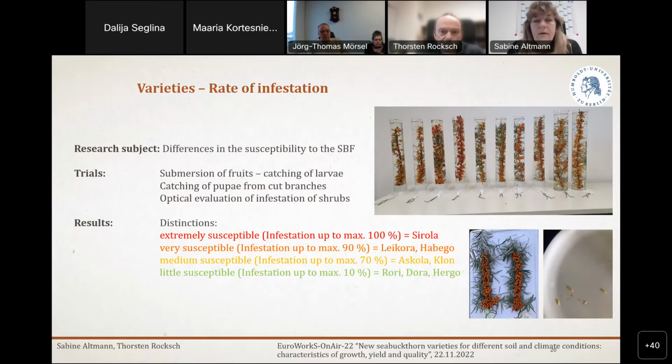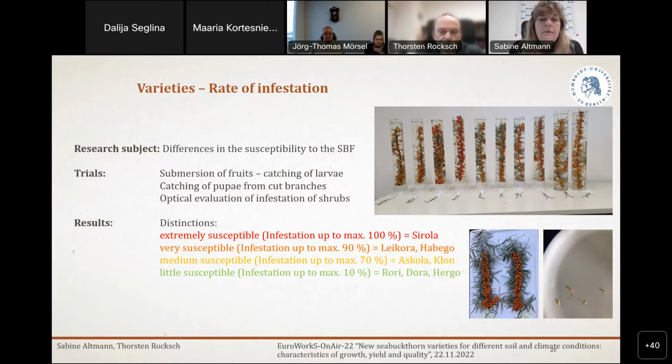And these are the following distinctions we found. The variety Zerola is extremely susceptible to the fly, with infestations up to a maximum of 100%, followed by the very susceptible varieties like Roa and Havego, with infestations up to a maximum of 90%. Then we have also two medium susceptible varieties, Ascola and Clone, with infestations up to a maximum of 70%. And we also identified 3 varieties which are only a little susceptible, with infestations, or they are infested not at all, or up to a maximum of 10%.